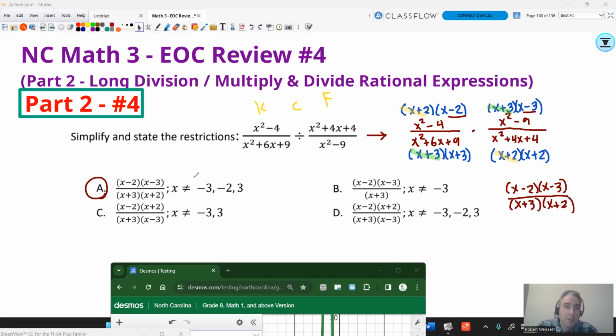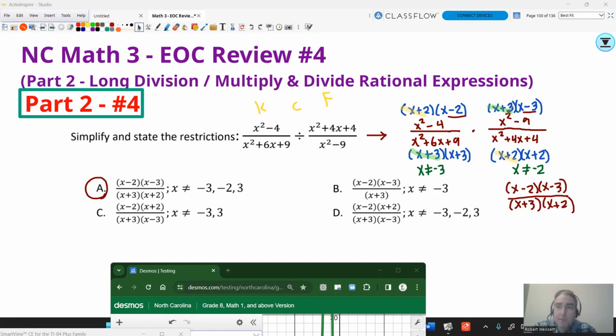Now let's talk about these restrictions. I know you didn't really need them to be able to answer the question. But as far as getting the restrictions, it's just what makes your denominator equal to 0. You cannot divide by 0, so x cannot be negative 3. So negative 3 gives 0 for both of those factors. X can also not be negative 2 because that gives you 0.